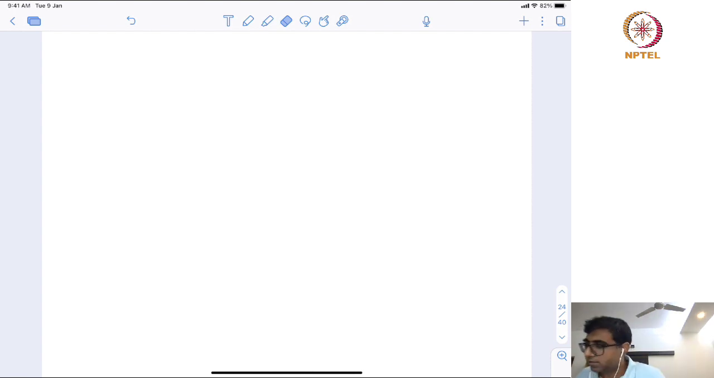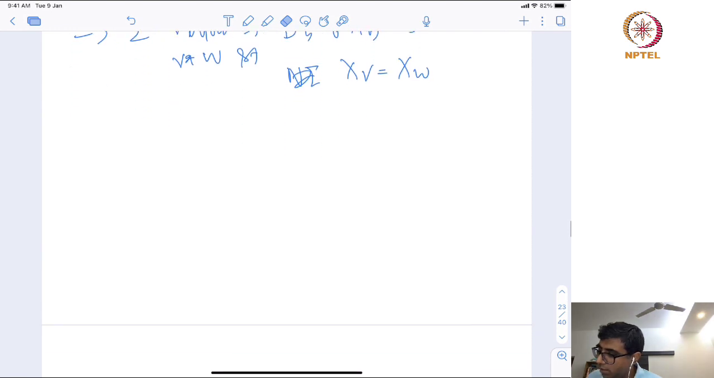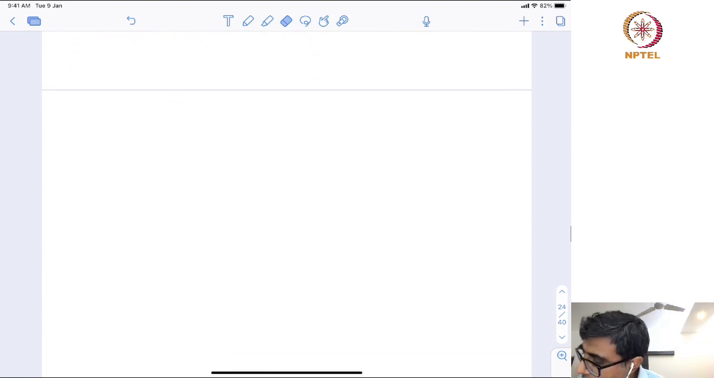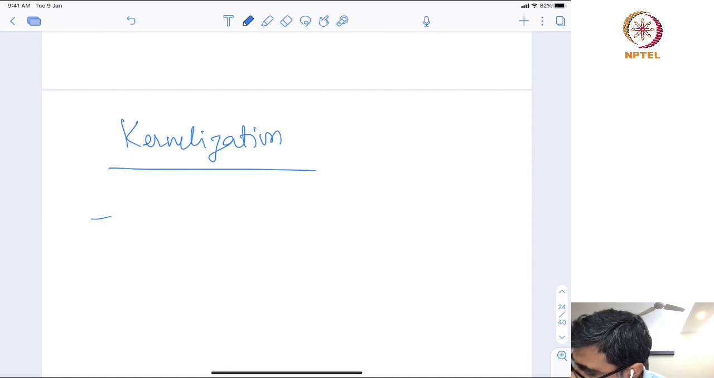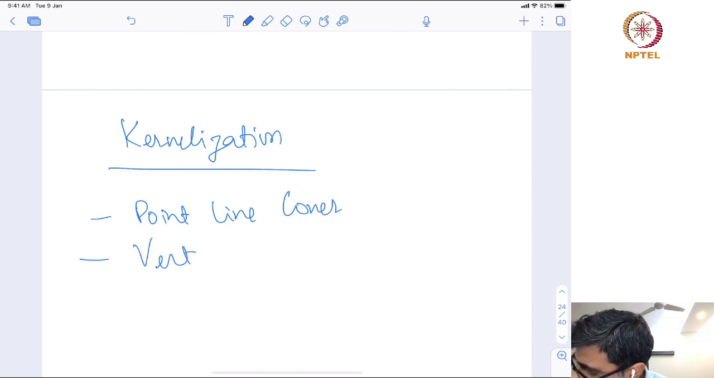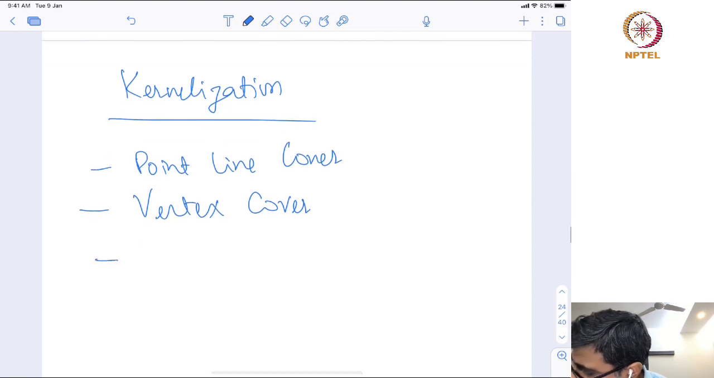Okay, so let's start where we left off in the previous lecture, where, if you recall, we defined kernelization and gave a kernel for point line cover, vertex cover, and we also gave a kernel for edge clique cover.